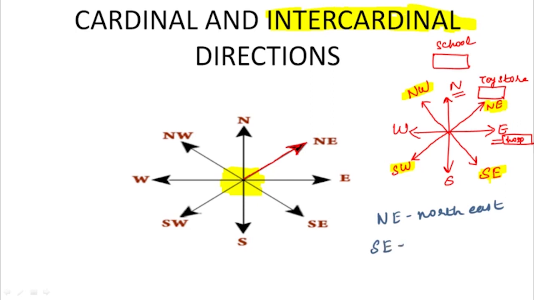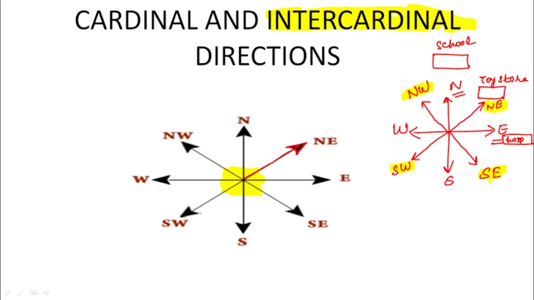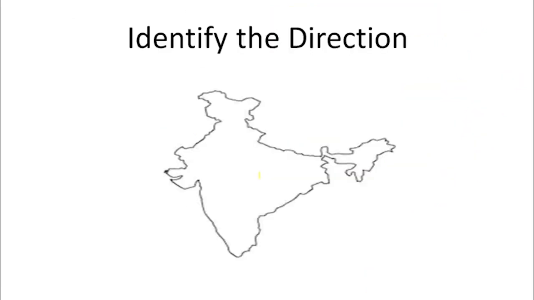Similarly, SE represents south east, that is between south and east. SW represents south west, that is between south and west. And similarly, NW represents north west, that is between north and west. Directions. Let us practice a bit as to what we learned.